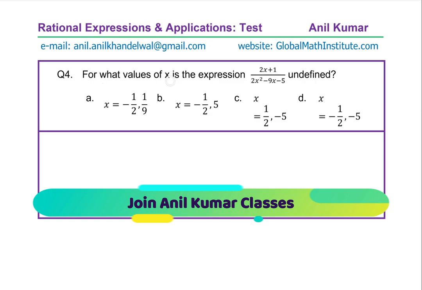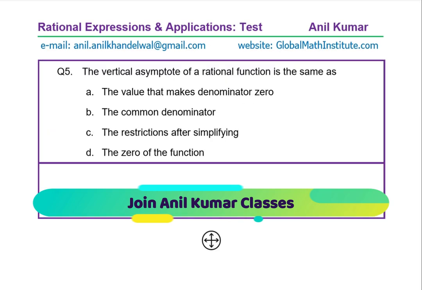Question number 4. For what value of x is this expression undefined? So basically the denominator is not equal to 0. You need to factor this and then figure out which is the right answer. So x is equal to half, minus 1, or x is equal to minus half, minus 5, and these are the other 2 choices.